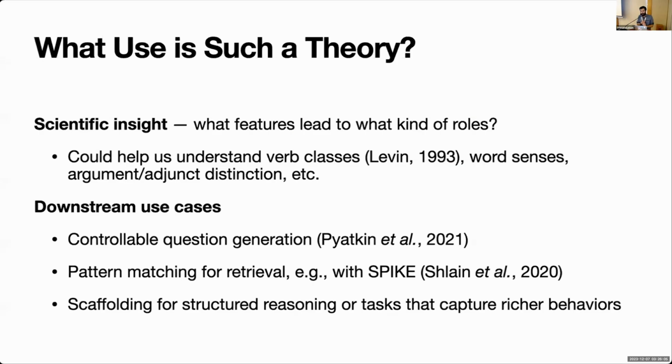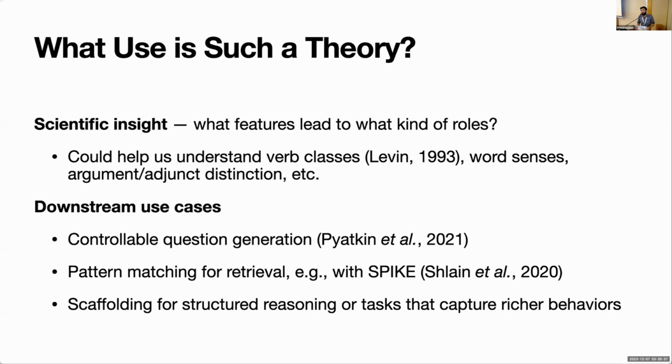So once you have an ontology that's induced in this way, what do you do with it? First of all, I think that you can use it to start to derive scientific insights, like what kind of features that you incorporate into your model, into your data, lead to what kind of roles. So you could imagine changing the parameters of the semantic role induction algorithm or changing the scope of the questions that you include in the data, and it might come up with different sets of roles. And the relationship between these two might bear on things like theories of verb classes or word sense or the argument-adjunct distinction, which are questions that are of interest to linguists.